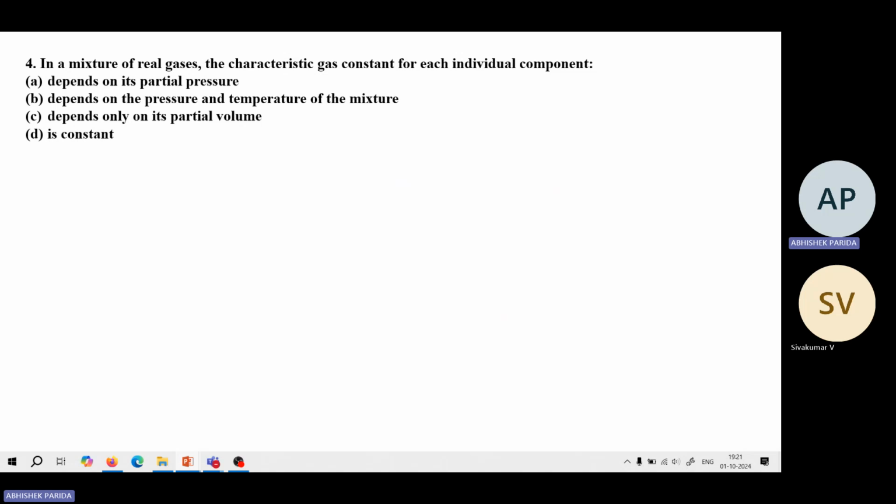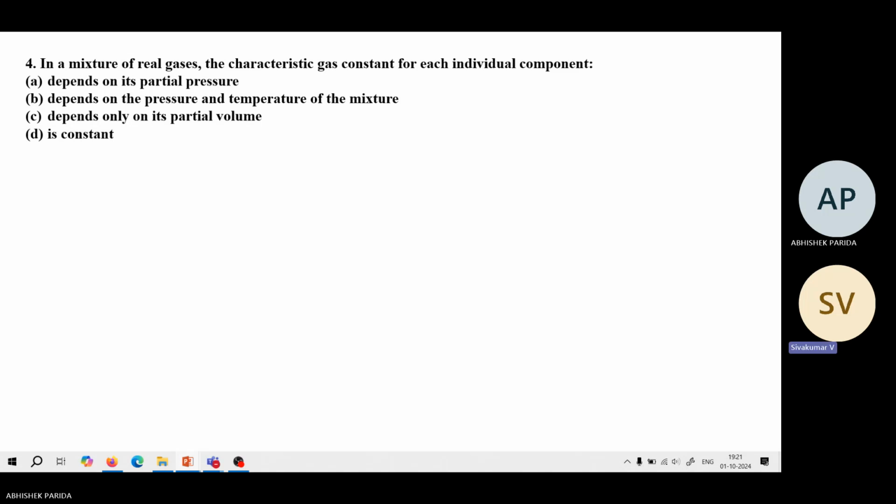Coming to question number 4, in a mixture of real gases, the characteristic gas constant for each individual component is what? Does it depend on partial pressure? Does it depend on the pressure and the temperature of the mixture? Does it depend on the partial volume, or is it constant? It depends on the pressure and temperature of the mixture, sir. Is it? Are you sure? Characteristic gas constant it is saying.